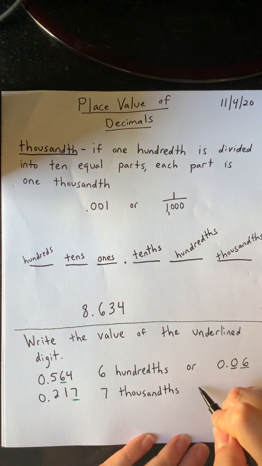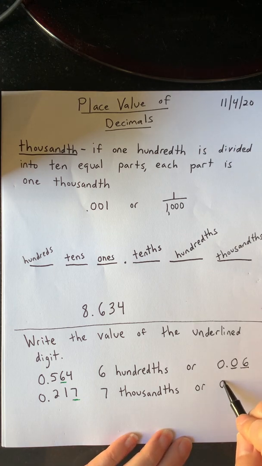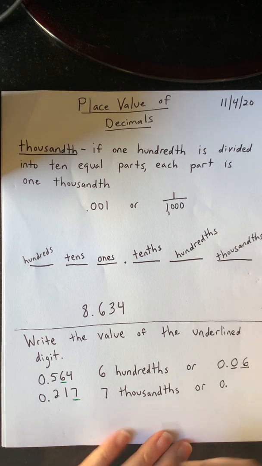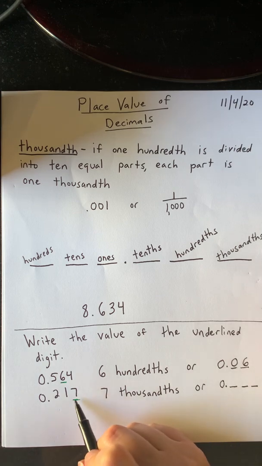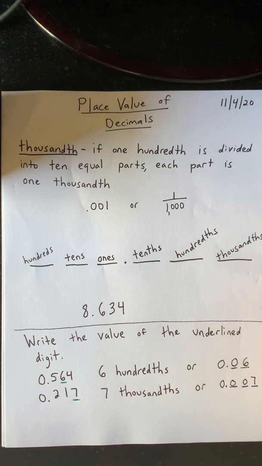Now the second way you can write value, again, this is not the way you're going to do it in Schoology, but it is a second way. I'm going to write 0 decimal. Then the thousandths is 3 spots out. So 1, 2, 3 with the dashes. Put a 7 in that spot. Put zeros everywhere else. 7 thousandths.